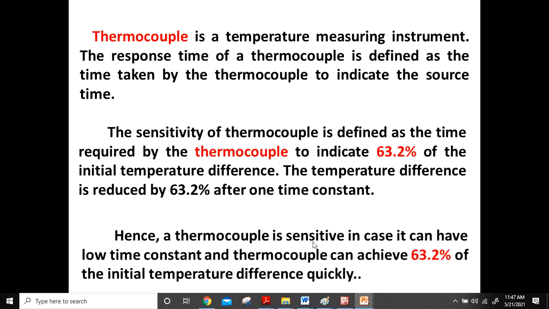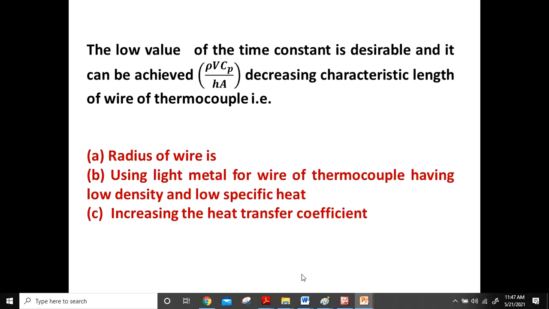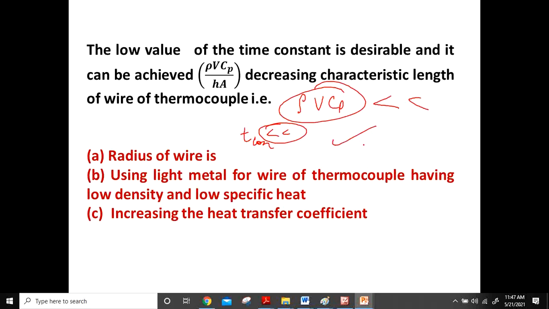Hence the thermocouple is sensitive if it has a low time constant, and the thermocouple can achieve 63.2% of the initial temperature difference quickly. Low time constant means, here you can see, the density, its volume, and specific heat should be low. When these are low, the time constant will be low. When the time constant is low, the sensitivity of the thermocouple will increase.